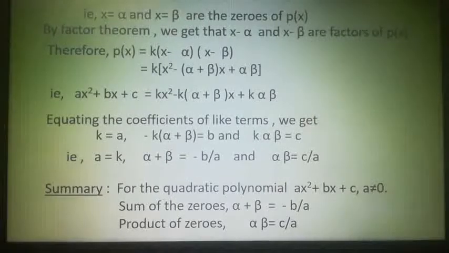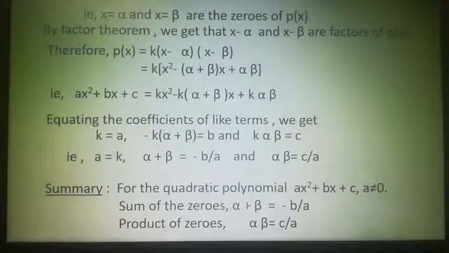So we can summarize this concept: for the quadratic polynomial ax square plus bx plus c, a not equal to 0, the sum of the zeros, that is alpha plus beta, is equal to negative b by a, that is, negative of the coefficient of x by the coefficient of x square. And the product of the zeros, when you multiply these two zeros, alpha into beta, will always be equal to c by a, the constant term divided by the coefficient of x square. So these two relations are very important.